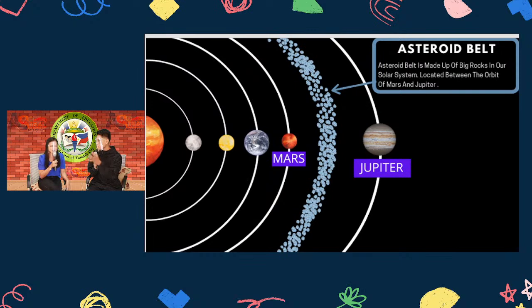Yes, between Mars and Jupiter. Tawag niya belt because mura siya bakos. As shown on your screen right now, surrounding or in between planet Mars and Jupiter, mura siya bakos nga naglibot surrounding the sun.